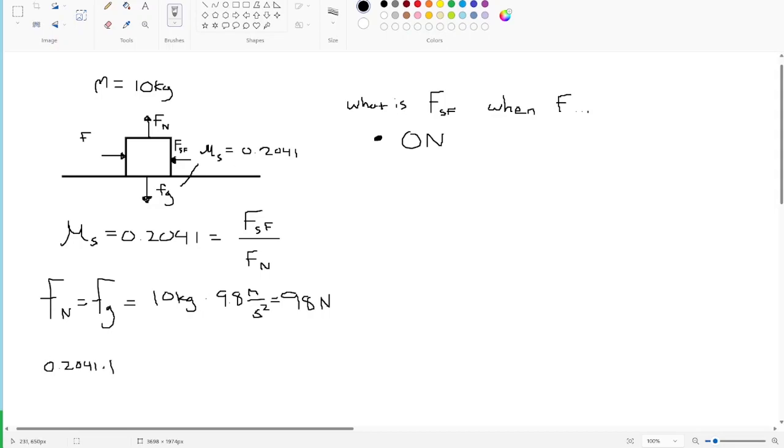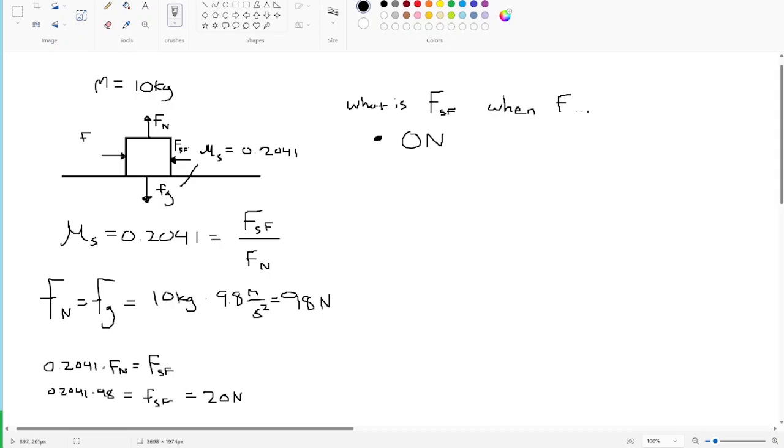So if we manipulate this, 0.2041 times force normal is equal to force of static friction. So 0.2041 times 98 is equal to the force of static friction, which in this case is going to be approximately 20 newtons. So the answer is 20 newtons.